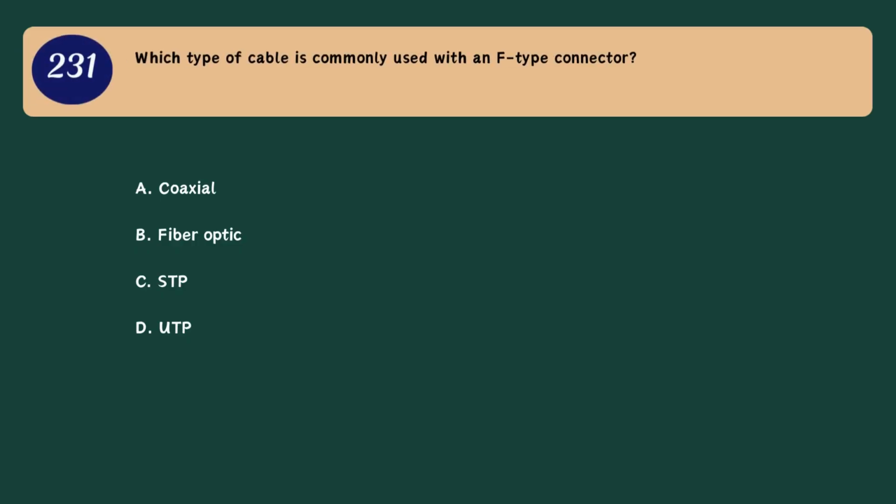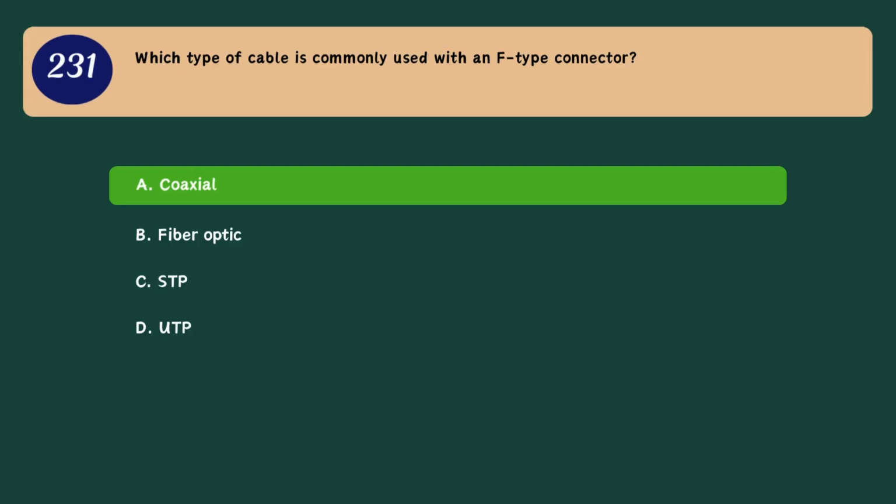Question 231. Which type of cable is commonly used with an F-type connector? A. Coaxial. B. Fiber optic. C. STP. D. UTP.